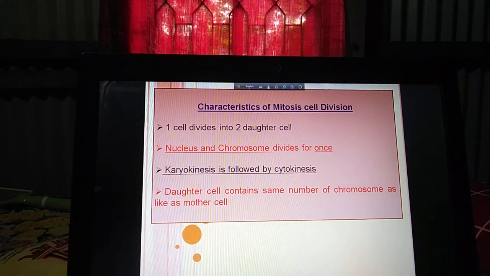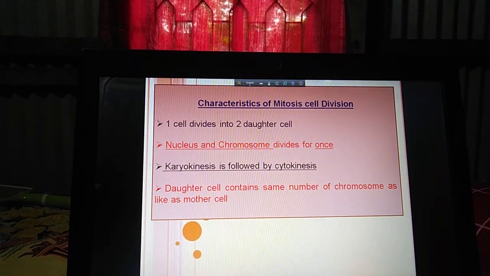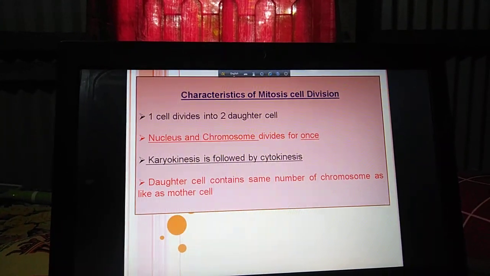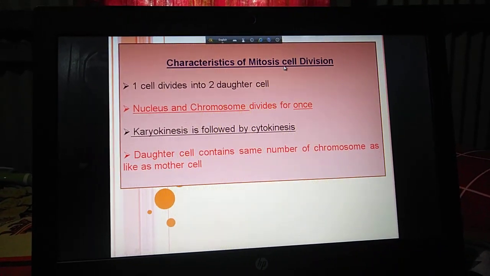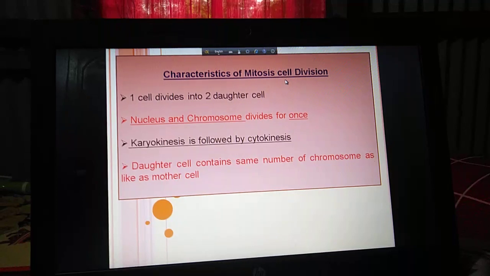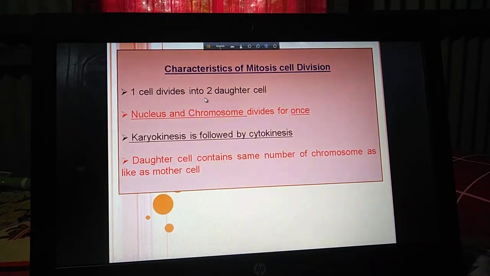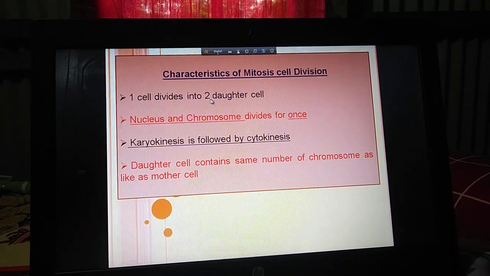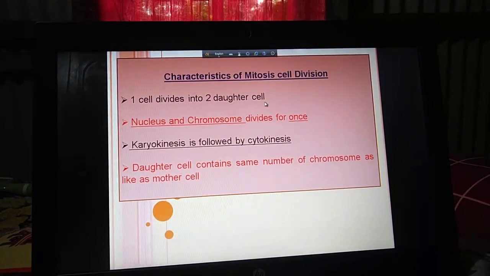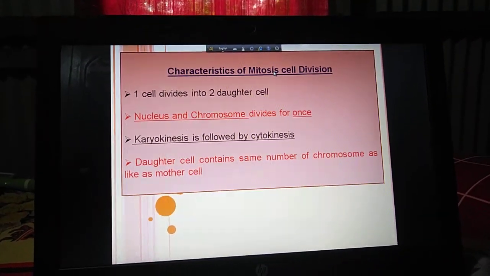From these characteristics, you can make a definition of mitotic cell division. So how can you make the definition of mitotic cell division? The cell division process where nucleus and chromosome divide once and one mother cell divides into two daughter cells is called mitotic cell division.